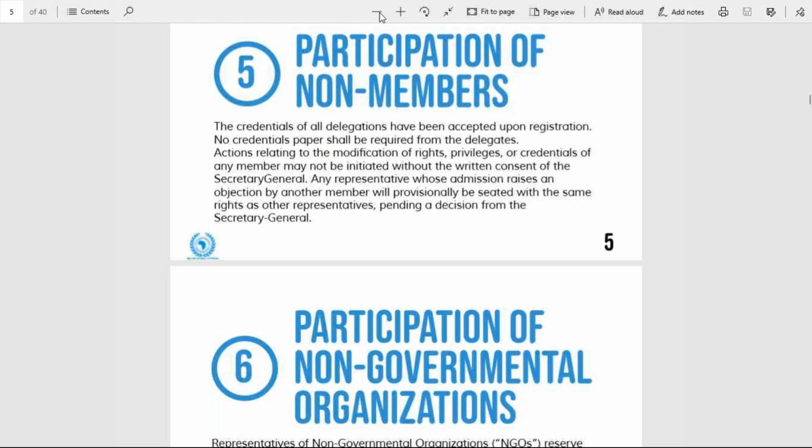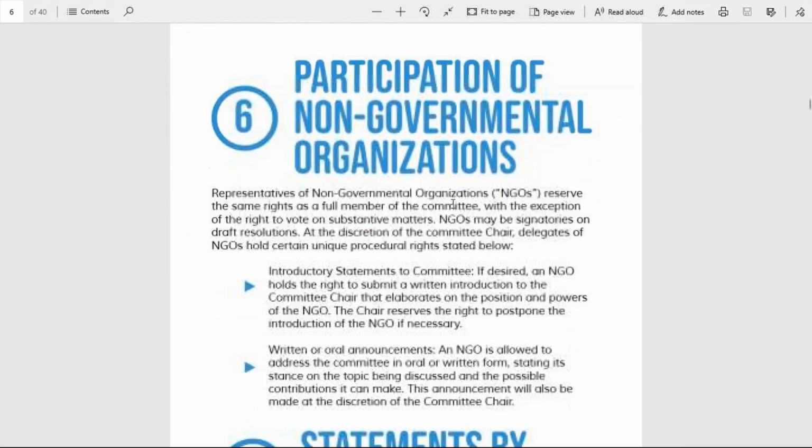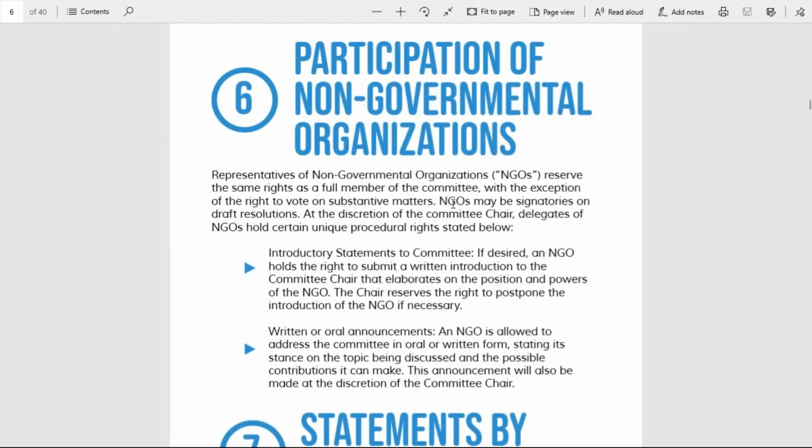But when you get to members of non-governmental organizations, those representatives actually have full rights. So let's say you are representing UNHCR in SOCHUM, then you'll receive full rights, just like every full member of that committee. You can vote, you can contribute, you can give speeches, and you can do everything else that a full member can.